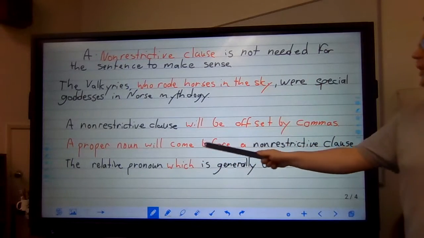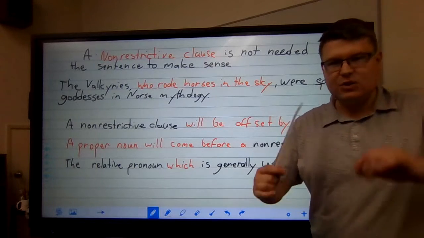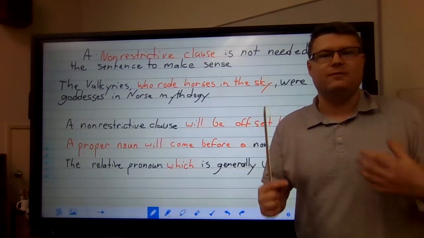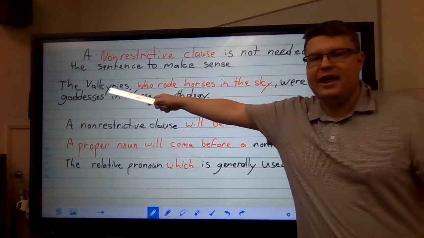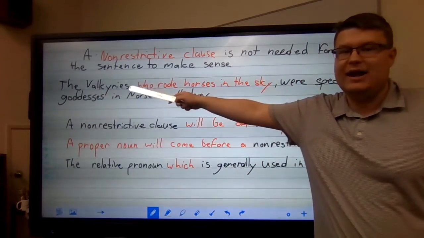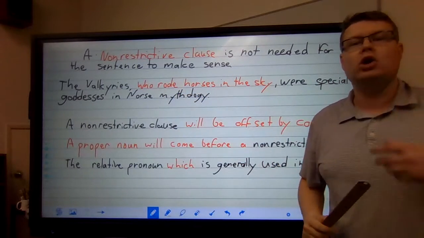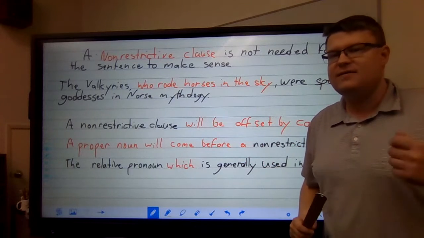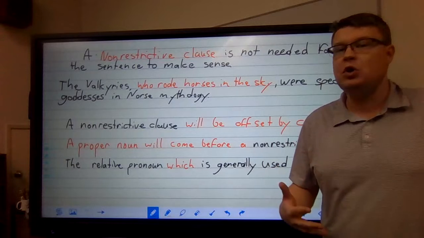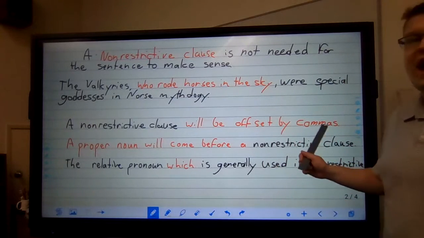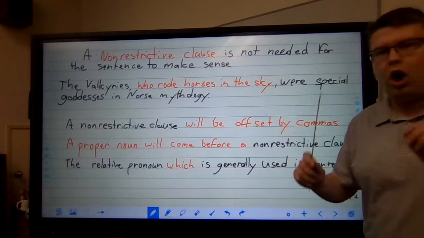A proper noun will come before a non-restrictive clause. The proper noun tells you exactly what the sentence is referring to. If you see a proper noun with a capital letter at the beginning, like Valkyries here, before your adjective clause, you are looking at a non-restrictive clause. That will always be the case. So in exercise 2, when you are missing those commas and you can't rely on the first method, this second method will always work.